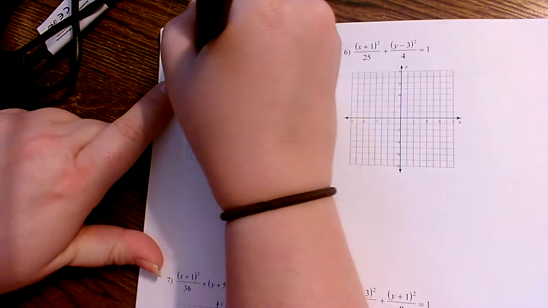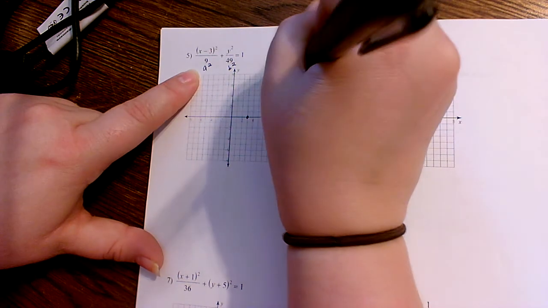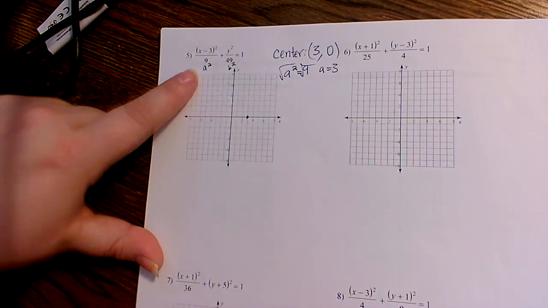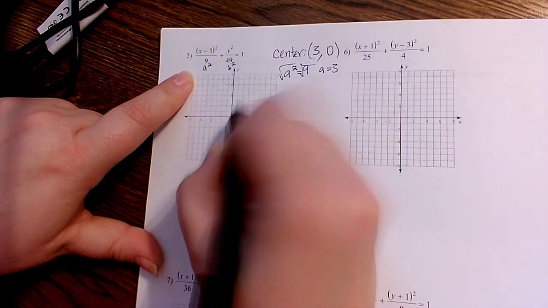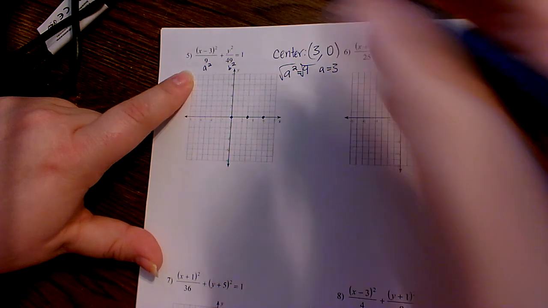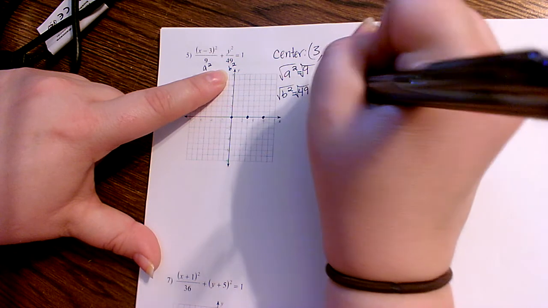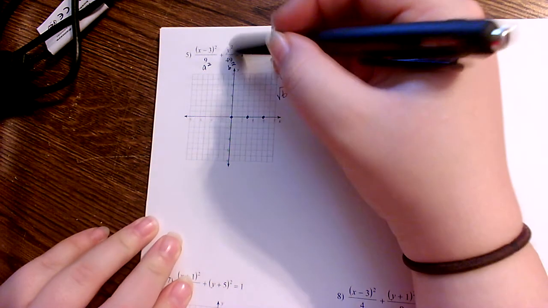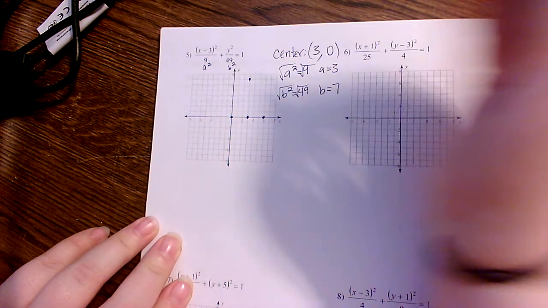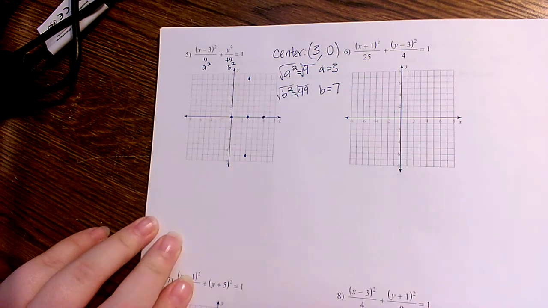Then we said that a squared is always underneath the x and b squared is always underneath the y. So if a squared is 9, square root that, we know that a equals 3. We always said that a is under the x because x is horizontal. So we're going to count horizontally 3 spaces to the left and 3 spaces to the right to get 2 of the 4 points on our ellipse. Then we'll use the b squared. We have that b squared is 49. So if you square root that, you get b equals 7. So in the vertical direction, because that's underneath the y, we count 7 up to get a point on the ellipse, and we'll count 7 down to get our 4th point on the ellipse.